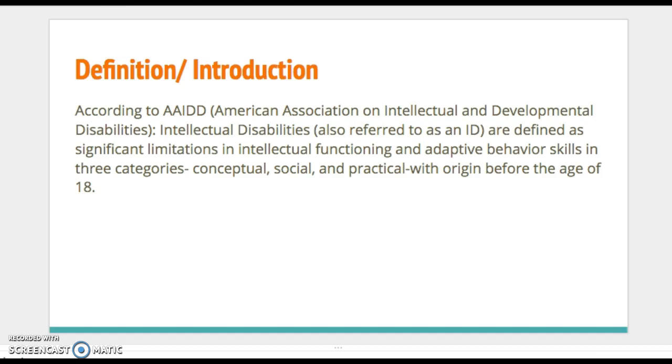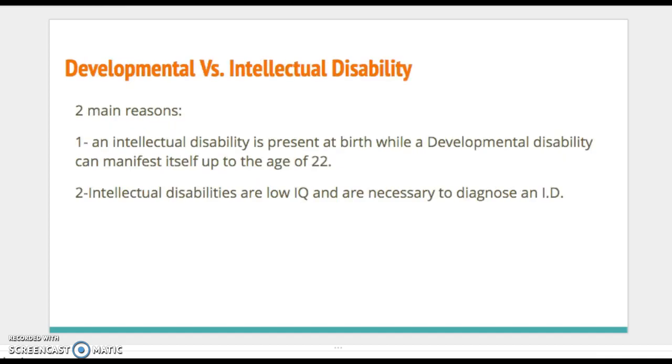All right, so when we were looking at this chapter, we were a little confused because it sounded like individuals with intellectual disabilities could also constitute as someone with a developmental disability. So we wanted to explain the difference between these two, and what the book gave us as a definition is there are two main reasons as to why developmental disability is different from an intellectual disability.